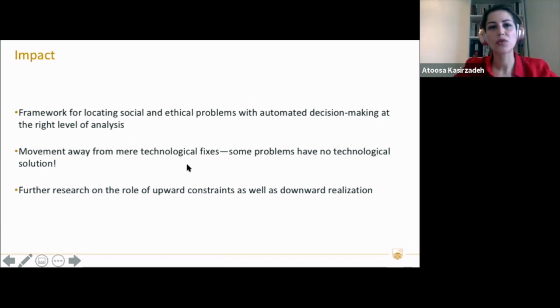It also shows that we can't really have these technological fixes. Both the realization argument and the institutional argument wanted to make a case for that. And of course, it's just a first start. We think that there should be much more research done on the role of upward constraints as well as downward realizations and how these perform in many different contexts.